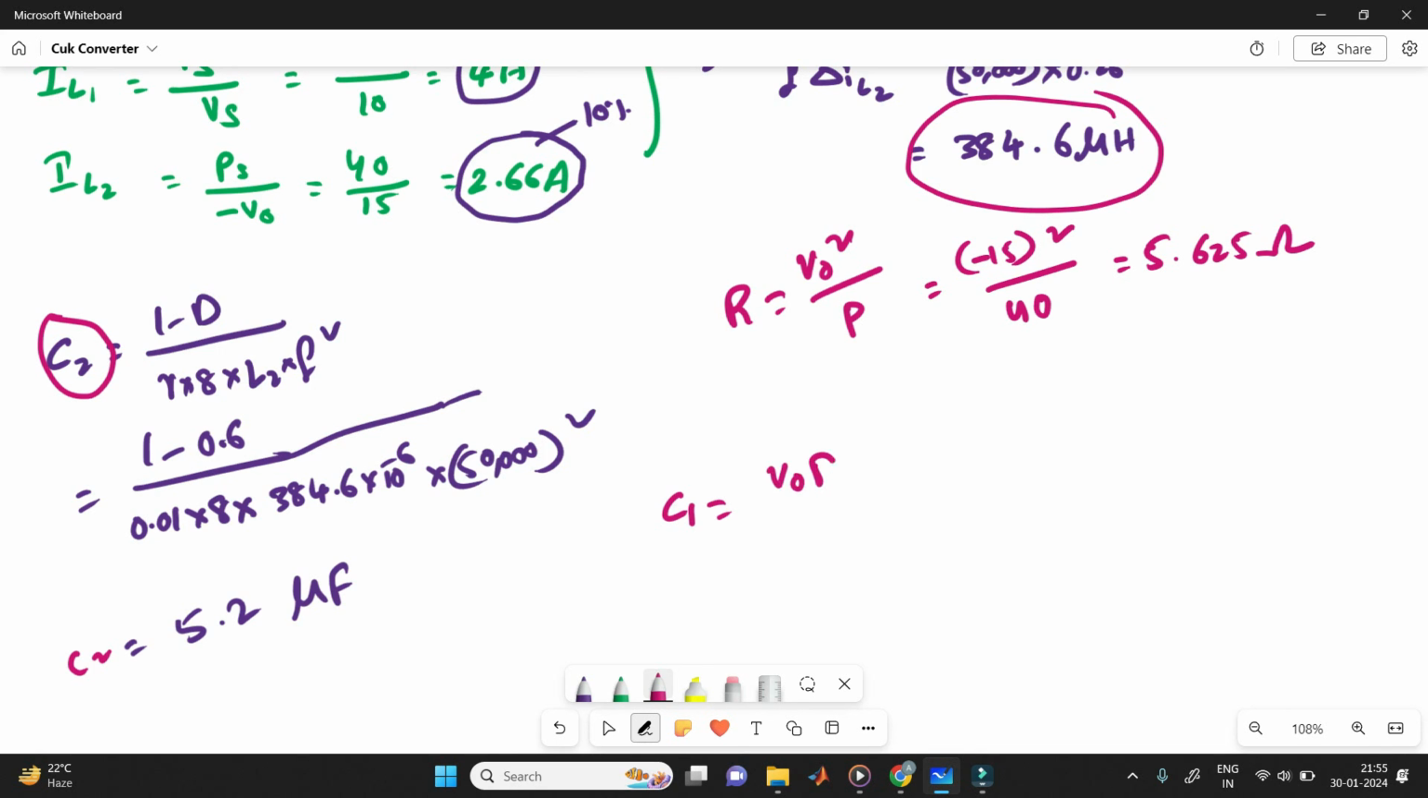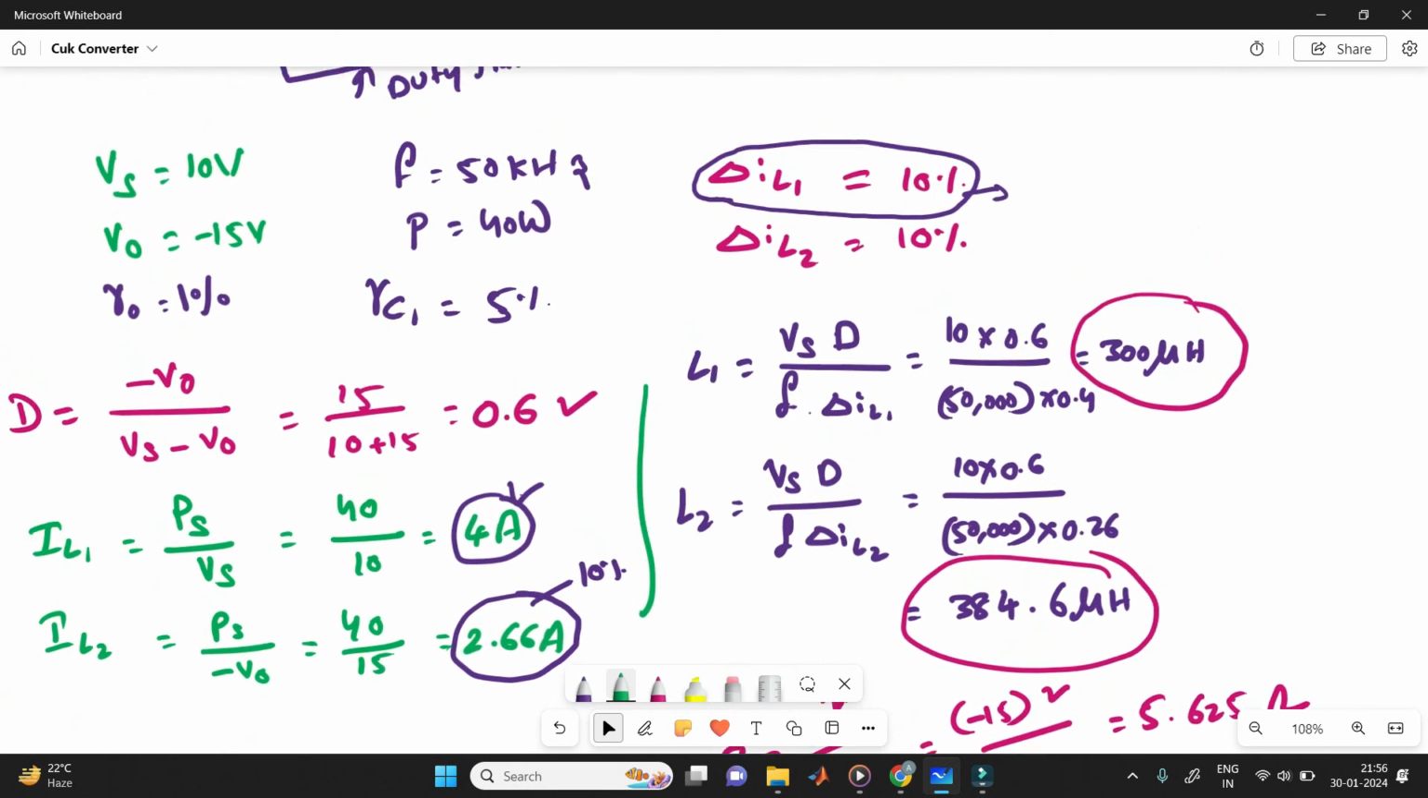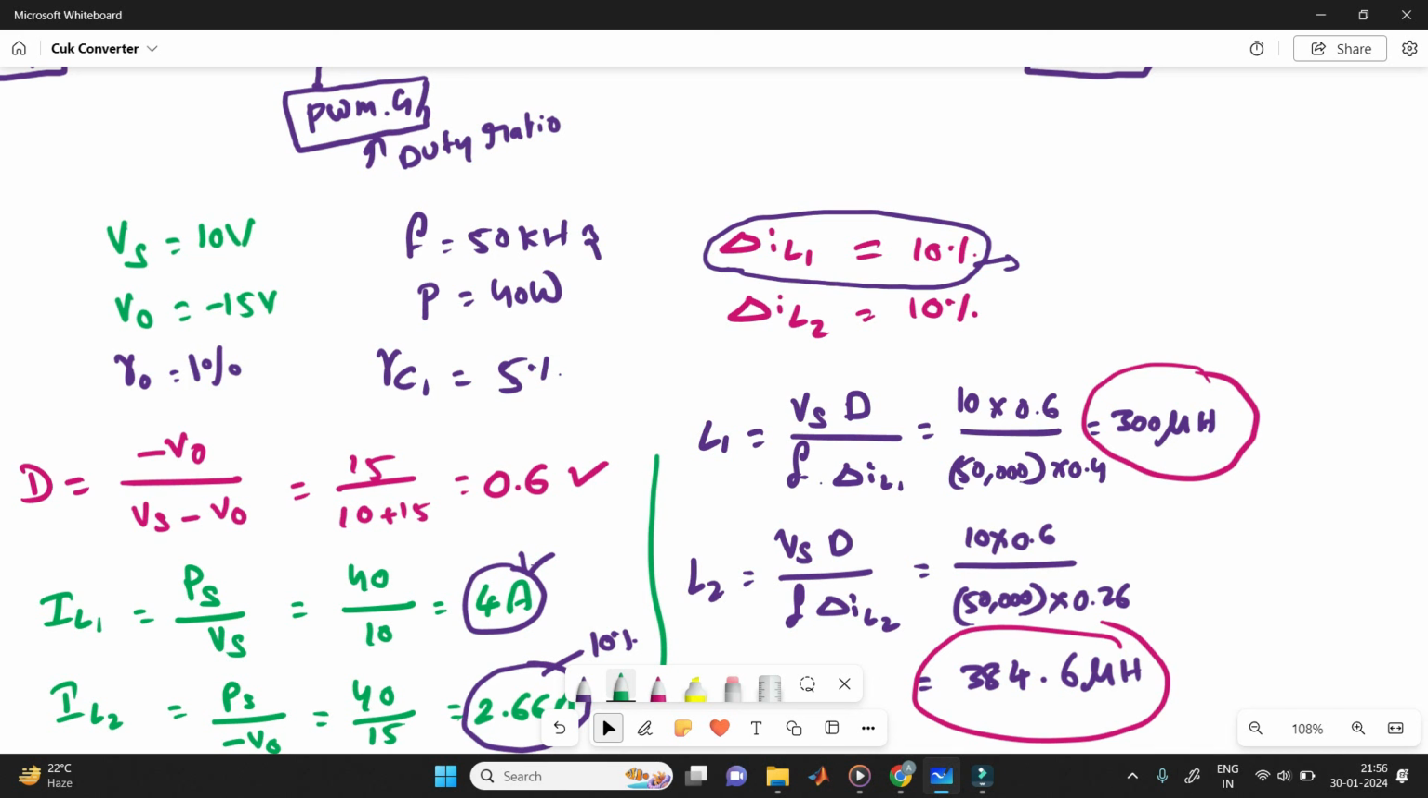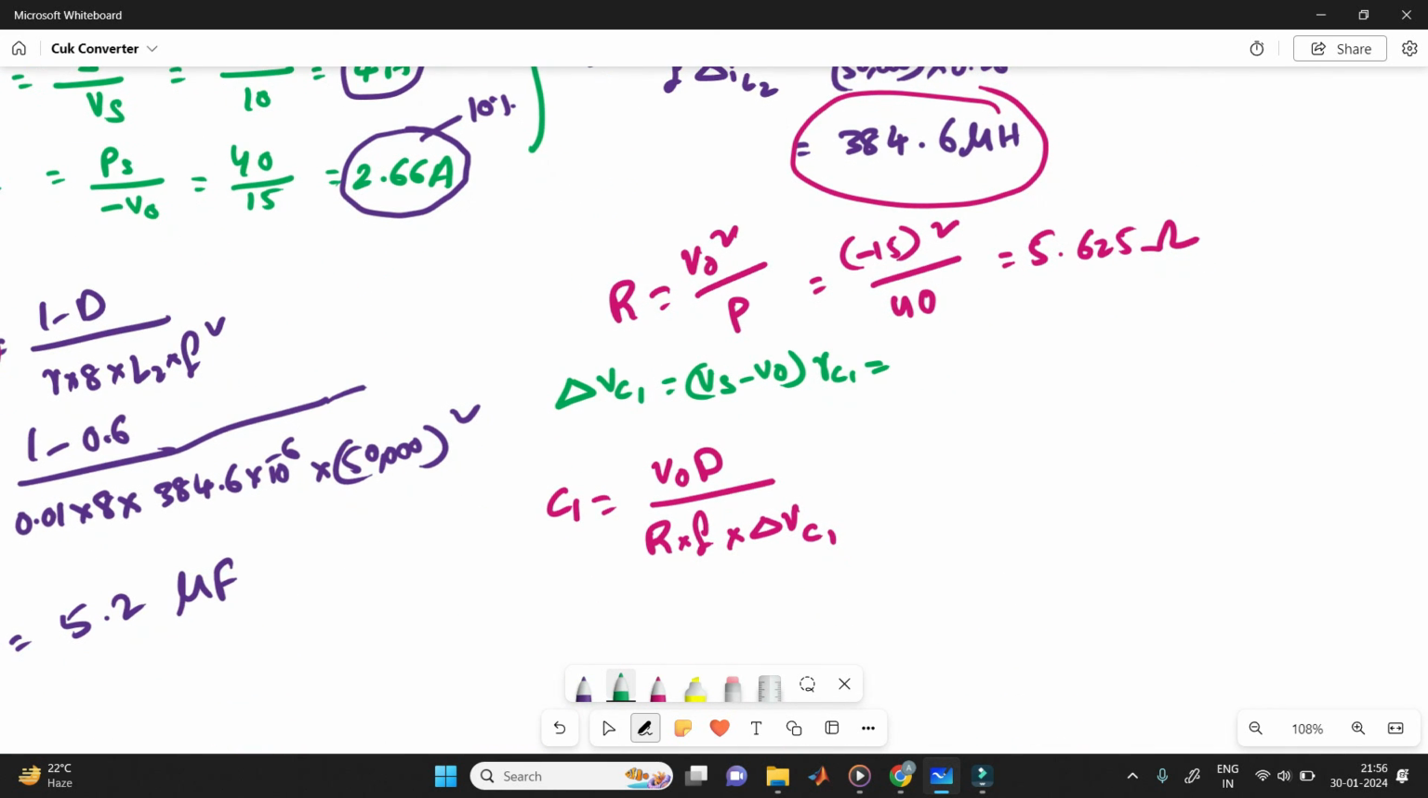That is equal to V0 into D by resistance value R into frequency F into change in voltage of C1. We don't know this yet, so before finding C1, let's find the change in capacitor voltage of C1. That formula is Vs minus V0 into ripple content of C1. We already assumed the ripple content of C1 is not more than 5%, that's why I'm taking 5% here. So Vs means input voltage, that is 10 minus of minus 15. You will get 15 into ripple content 5%, that is 0.05. Then you will get 1.25.